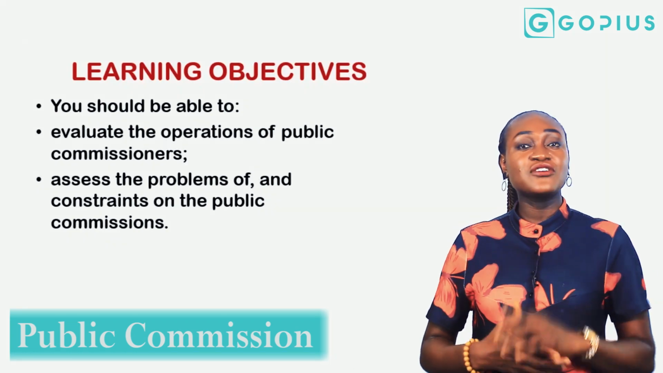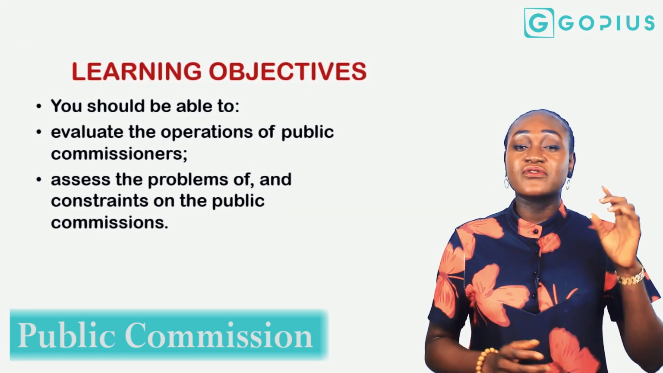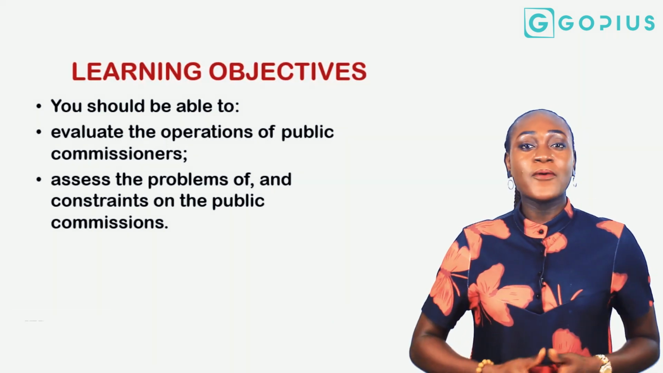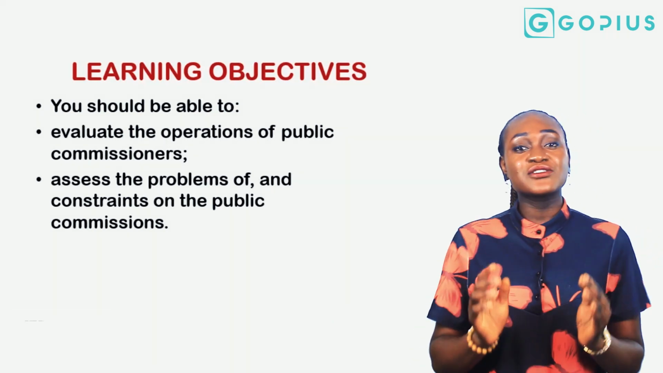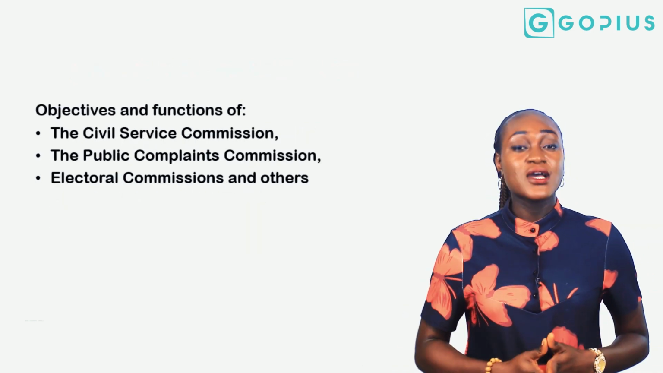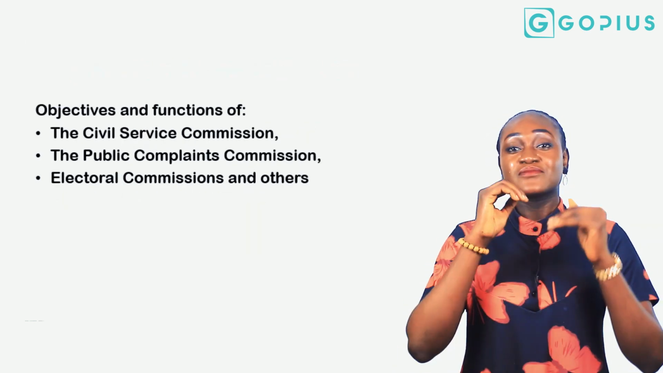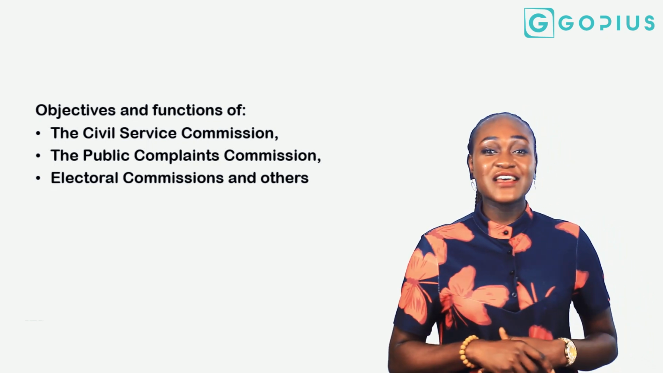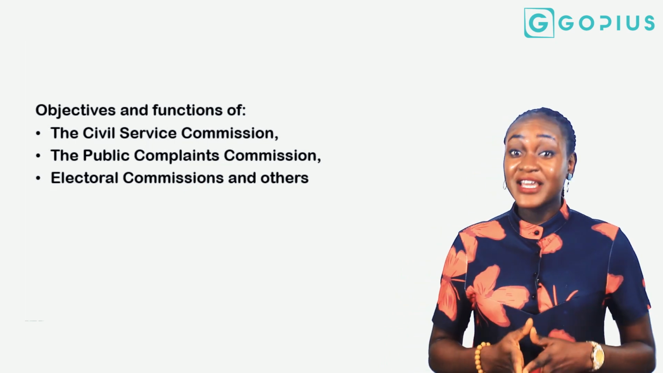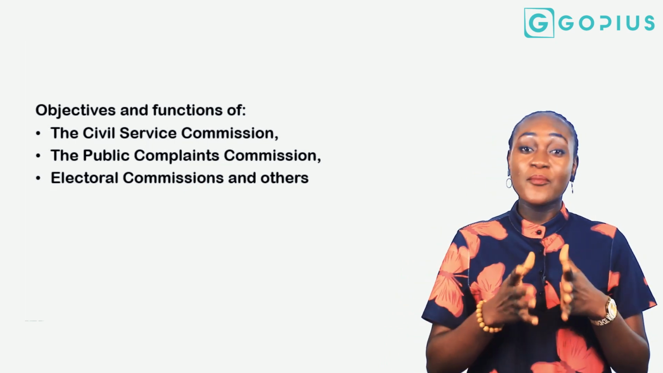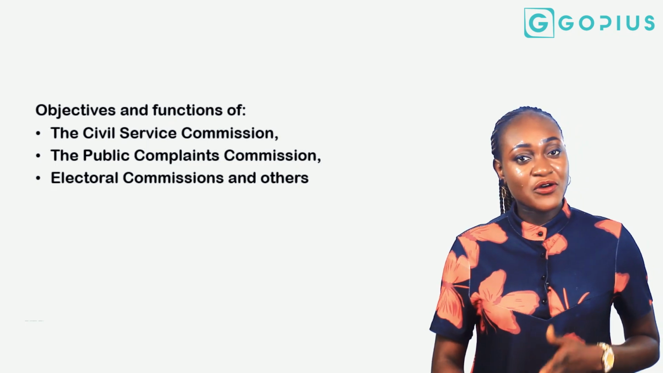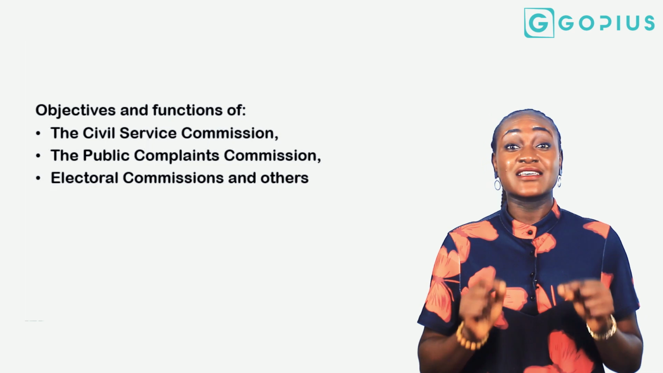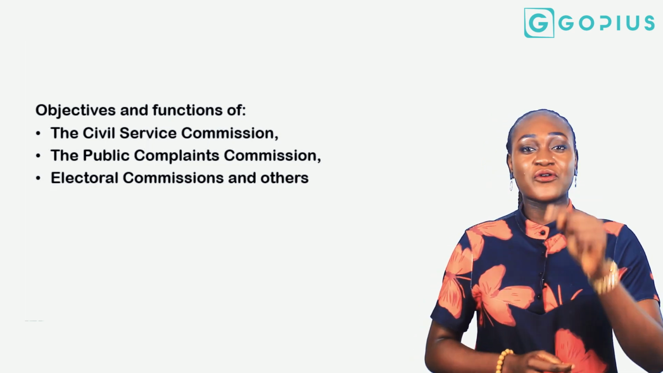And at the end of this lesson, you should be able to evaluate the operations of the public commissions. Again, you should be able to assess the problems of these public commissions as well as the constraints on the public commissions. And in order to help us understand this lesson well, we have brought out 3 commissions to talk about, and these include the Civil Service Commission, the Public Complaints Commission, which is also known as the Ombudsman, and the Electoral Commission.